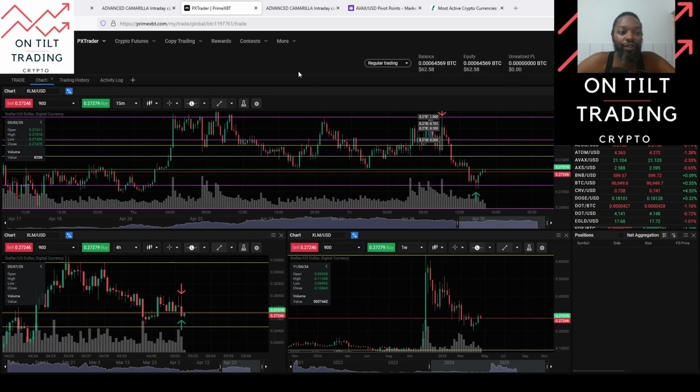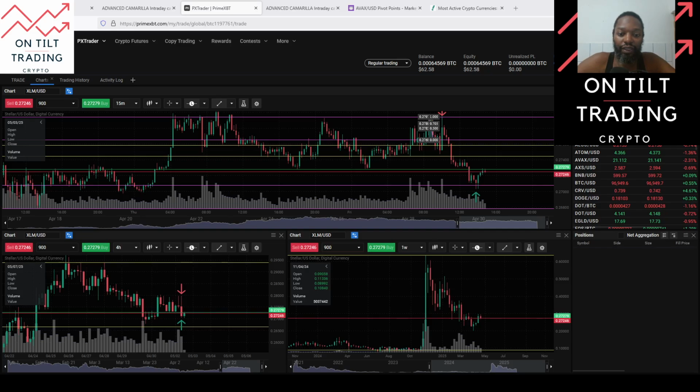Let's review my trade on Stellar today. Stellar, I observed setting up this morning with the New York Open here at the R3 Camarilla pivot level. And my trade idea was an R3 to an S3 traverse.